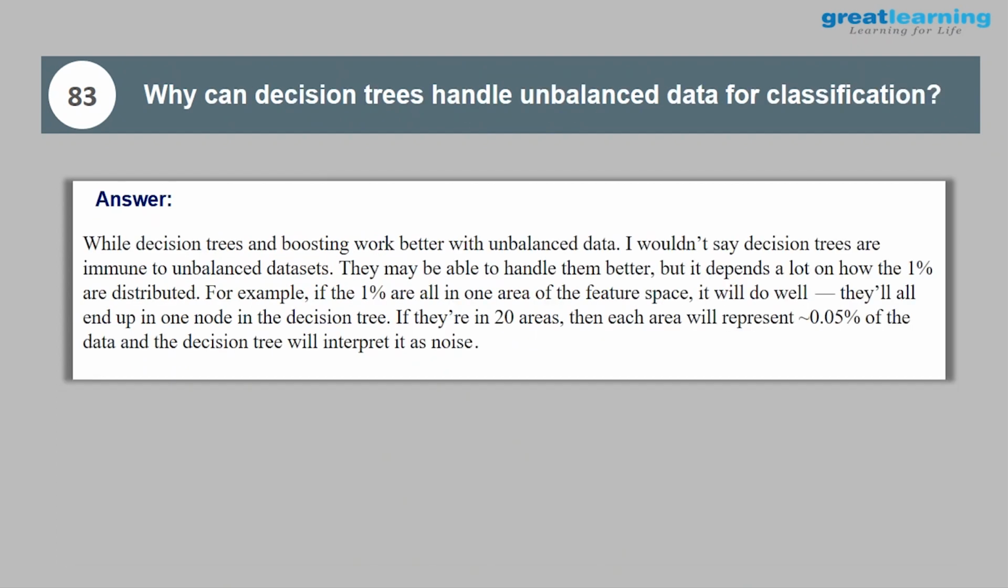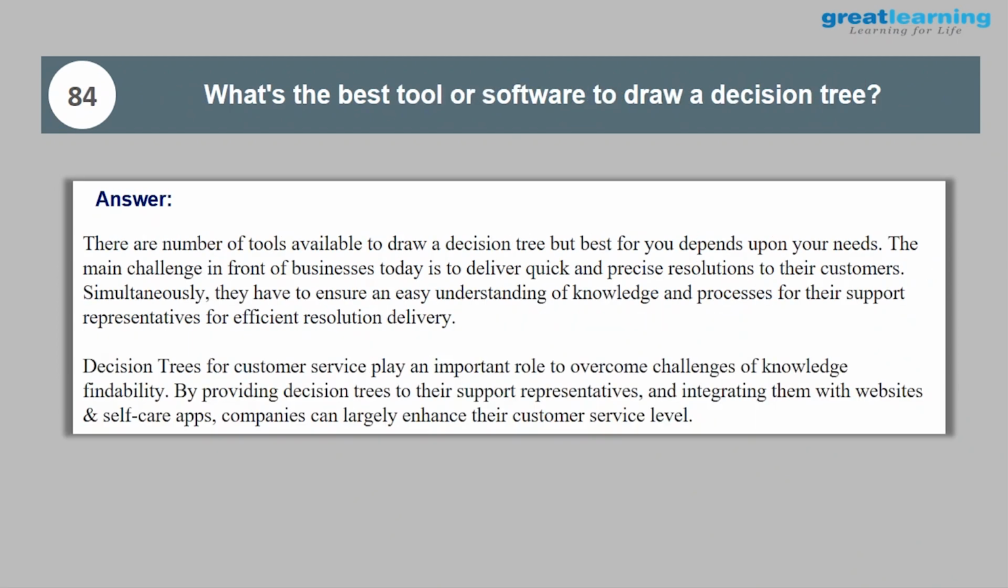Now let's have a look at why decision trees can handle unbalanced data for classification. While decision trees and boosting work better with unbalanced data, I wouldn't say decision trees are immune to unbalanced data sets. They may be able to handle them better, but it depends a lot on how the 1% are distributed. For example, if the 1% are all in one area of the feature space, it will do well. They will all end up in one node in the decision tree. If they are in 20 areas, then each area will represent 0.05% of the data and the decision tree will interpret it as noise.